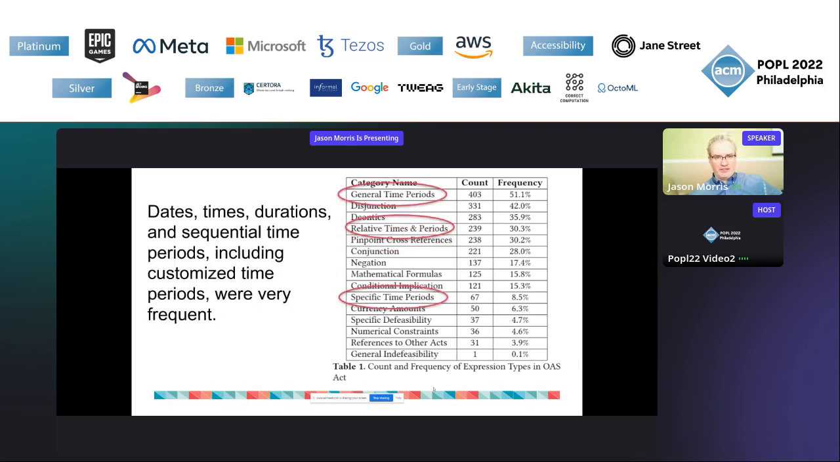The other thing that struck me as surprising was how overwhelmingly common time periods were. This may be just a feature of the particular act that we were looking at, but if I'm looking for a language to encode this act, I need that language to be able to deal with dates and times and durations, sequential time periods, things like fiscal quarters versus calendar quarters. All of that is stuff that would make my life easier as a knowledge engineer here.